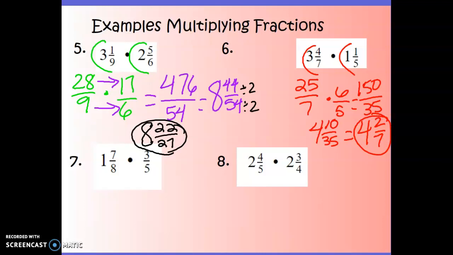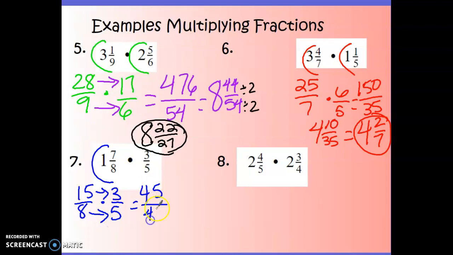Okay, my next problem, when it's 1 7/8 times 3/5, I've got to convert to improper fractions. I'm going to have 15/8 times 3/5. Numerator times numerator gives me 45. Denominator times denominator is 40. 40 goes into 45 one whole time with 5 left. Okay, simplify by 5, which gives me 1 and 1/8.